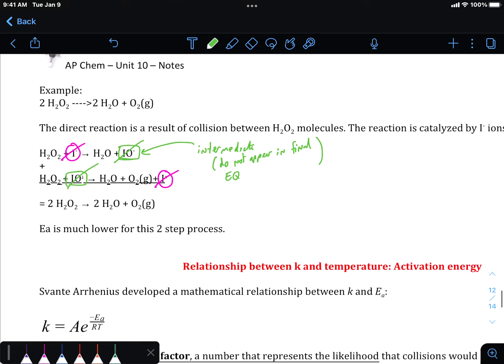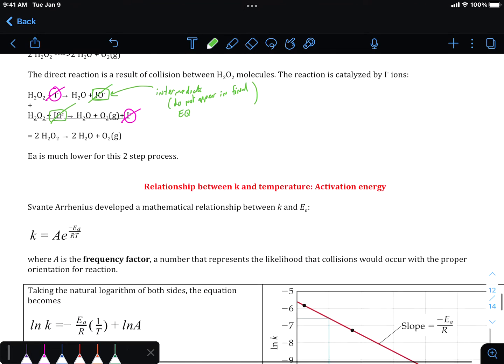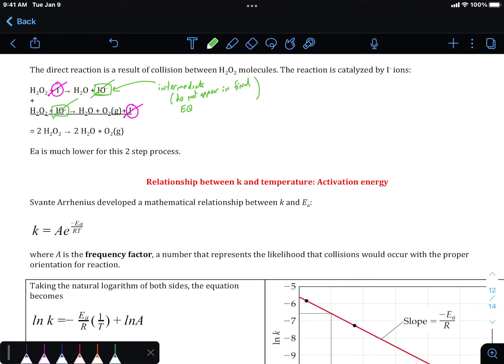All right. So, be able to identify both the catalyst and an intermediate in a reaction mechanism, right? However many steps there are.